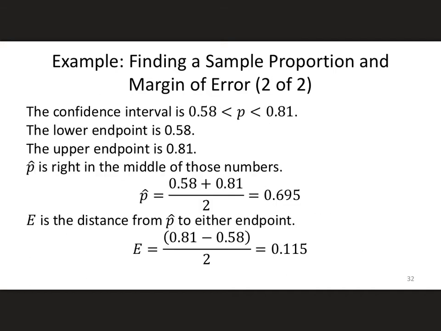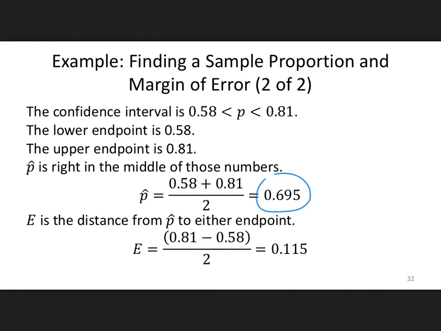So you saw that confidence interval of 58% to 81%. We've just rewritten that as a decimal here: 0.58 is less than P is less than 0.81. So that lower endpoint is 0.58, the upper is 0.81. P hat is going to be right in the middle of those numbers. So all you have to do is add and divide by 2, and that gives me 0.695. So P hat equals 0.695.